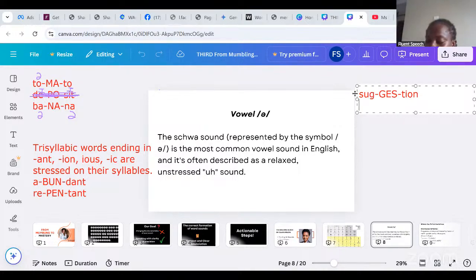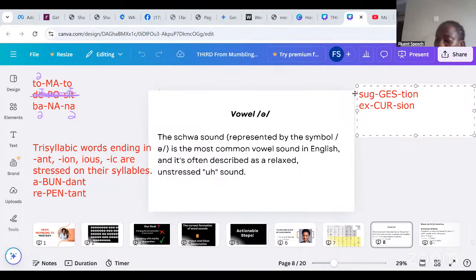Suggestion. We also have the word excursion. In the word excursion, we have 1 schwa. That is in the vowel of SION. The E is reduced into A. So in the SION, we have a schwa there. Excursion.